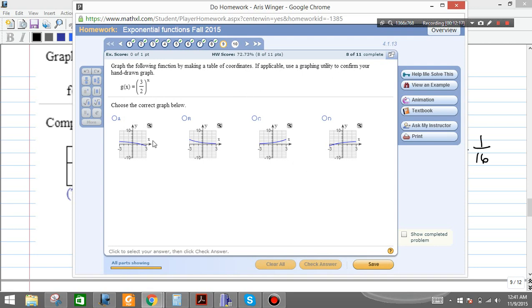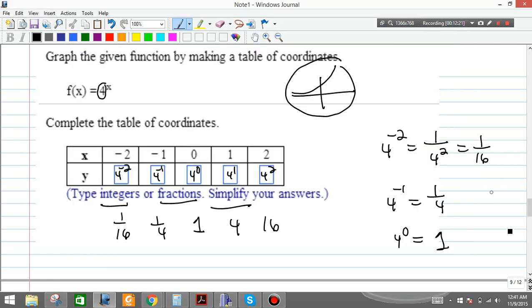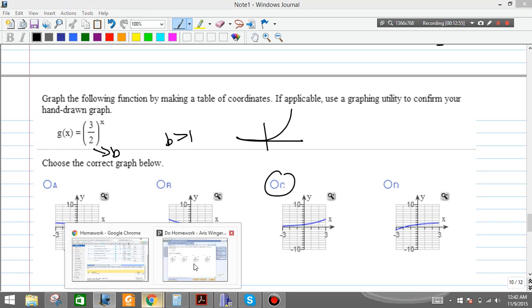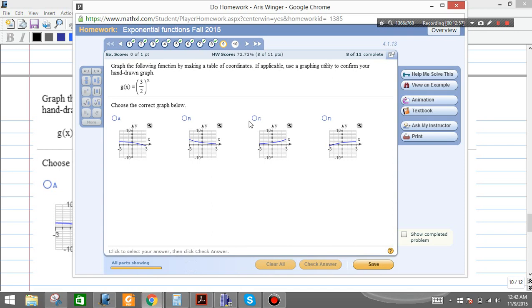For the same reason, the base here is 3 over 2. So this is the base. If the base is bigger than 1, again, it has to be going up, and it's going up in a concave up way. The only one that's doing that is C. Both A and B are going down. D is going up, but not in the right way. It has to be going up like that, and C is looking very much like that. It has to do with the fact that 3 over 2, being the base, is bigger than 1. For us, it's C.